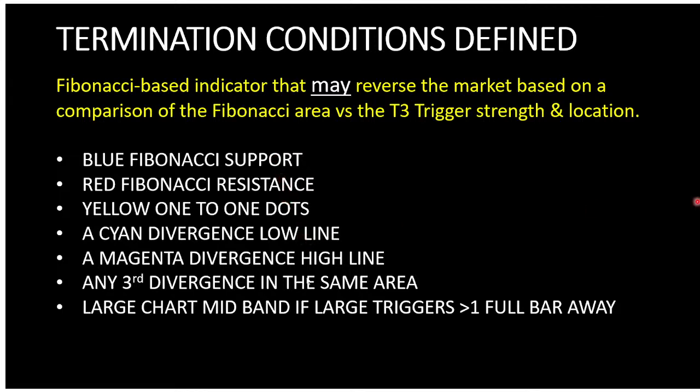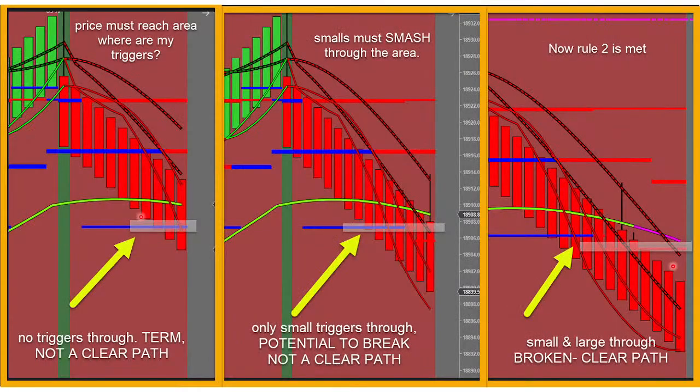It's a pretty simple process. If price reaches an area, that's what sets off the decision-making process, guys. If you're the third car back in the McDonald's drive-thru, you're not ordering yet, right? You have to get to that point to make your decision. So decisions are made when price reaches the area. So when price reaches that area, all you guys have to do is ask yourself, where are my triggers?